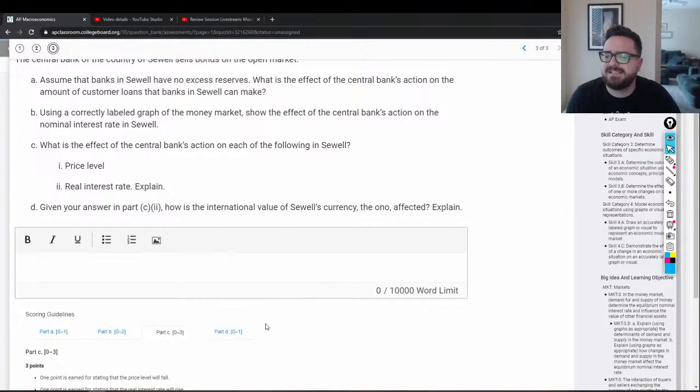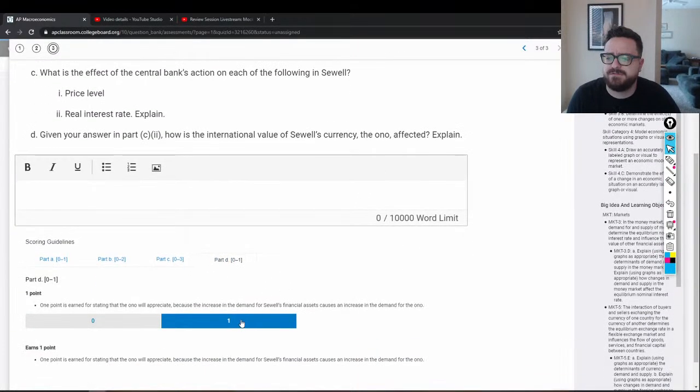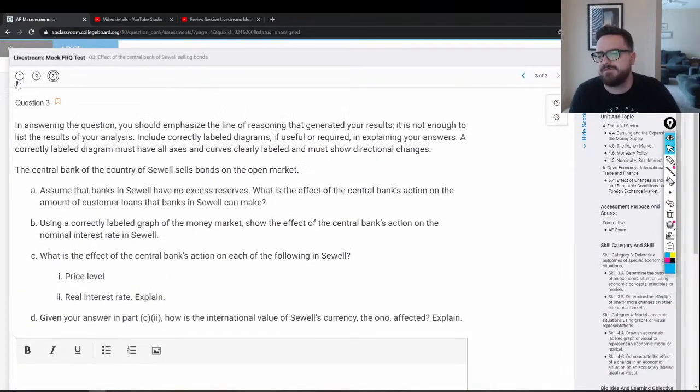And then D, I said that their currency should be appreciating in value because of the foreign investment. Yeah, because of the higher demand for their financial assets. You want to buy more bonds, you want to buy more stocks. I literally said that. I'm so good at this class. I didn't miss a single thing on any of these problems. Maybe that first part I won.